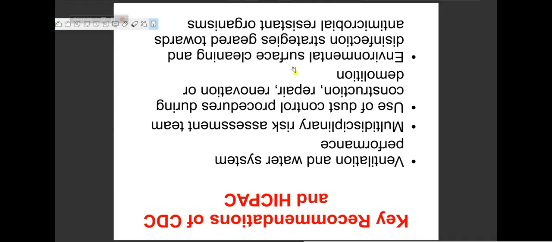And there should be environmental surface cleaning and disinfection strategies geared towards antimicrobial resistant organisms. Why is it so? Because there will be some microbes and organisms there, right? So it is important for the disinfection process, otherwise it can harm the particular patient, right?